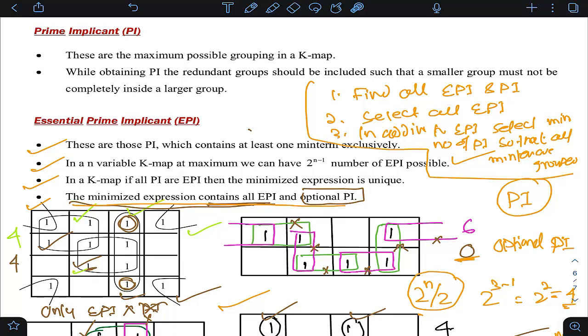Okay. So this is where it is used. If you refer to some foreign standard books, you'll find all these statements, but in Indian author books, the concepts are simply explained, but why it is used or what is the necessity of all these things is not given. So to use this particular algorithm, we make use of this concept of PI and EPI. So this is all about your K-map, students.